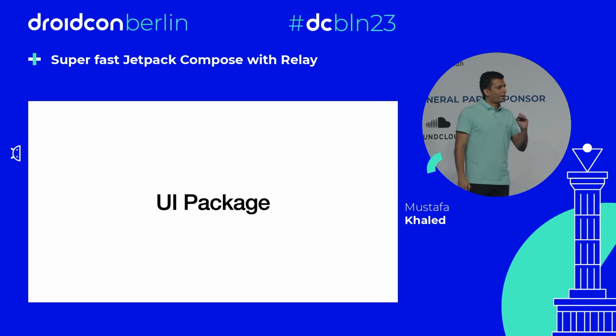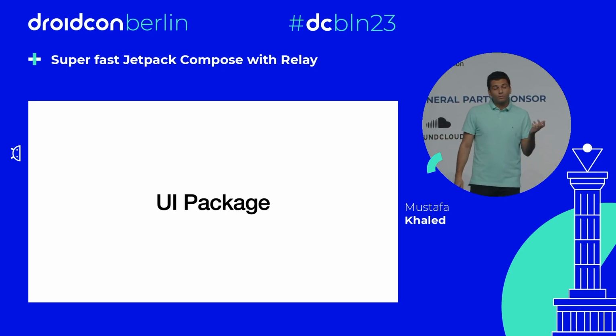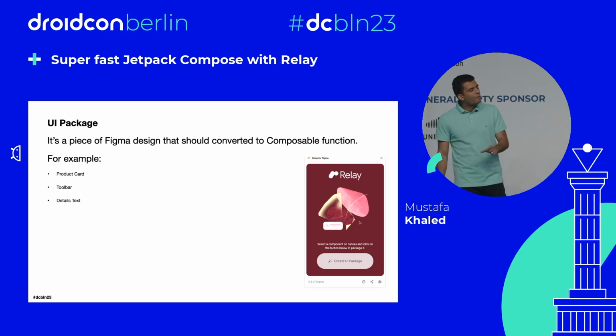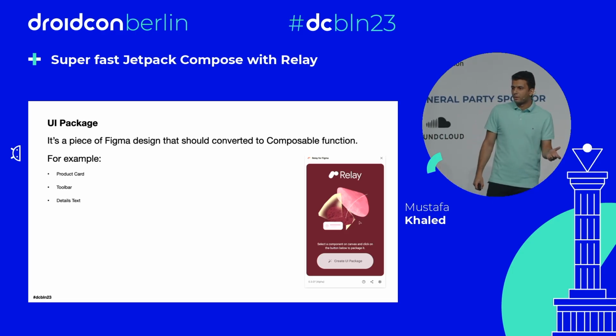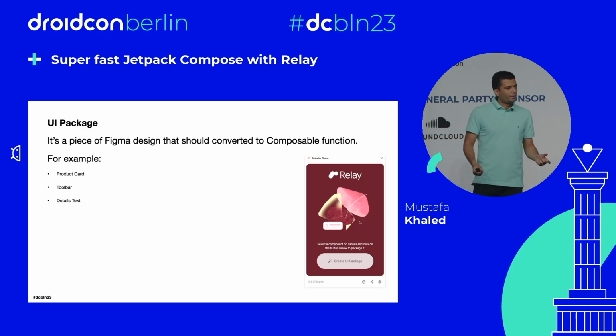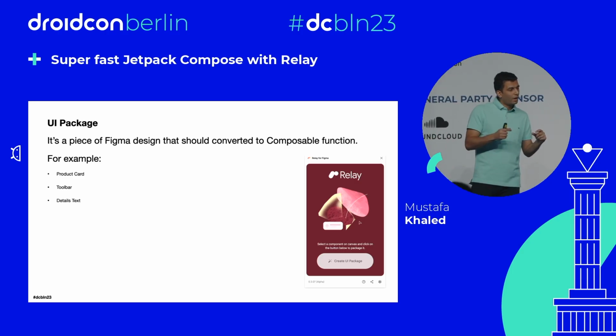But we have to care about something important. Maybe this is one of the core parts of Relay, which is called a UI package. A UI package is a piece of design that should be converted to a composable function. So suppose, as we mentioned, an app bar or a toolbar. This is considered a piece of Figma design, and this piece of Figma design should be converted to a composable function.